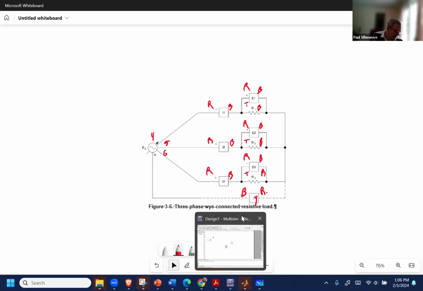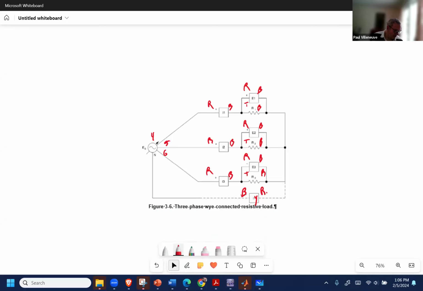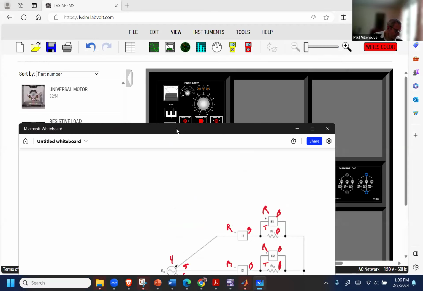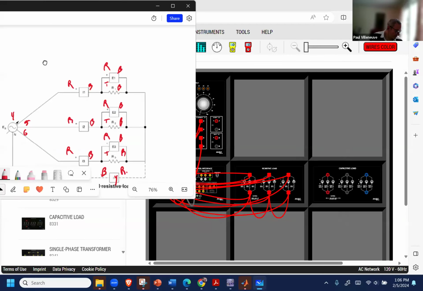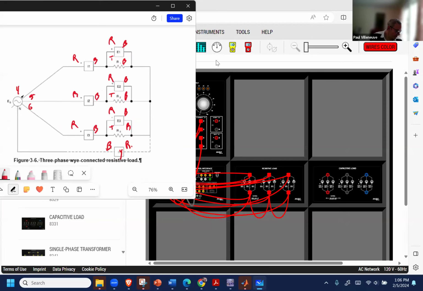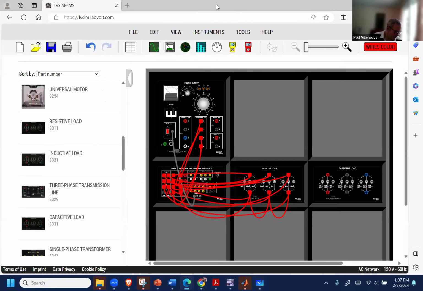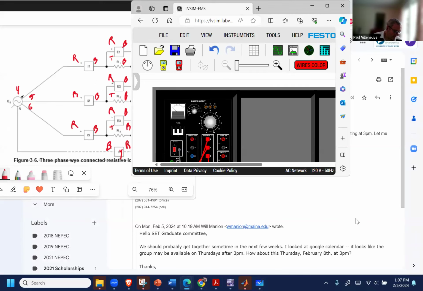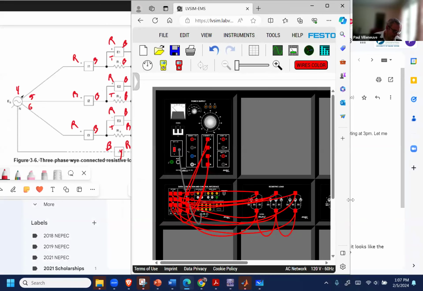So here is our circuit diagram, and I'm going to scooch this over just a little bit so that hopefully you can see the whole thing. And now what I'm going to do is bring this over. Well, let me get this out of the way. And here is how I set up my lab volt station.